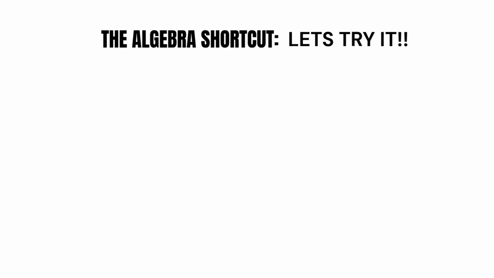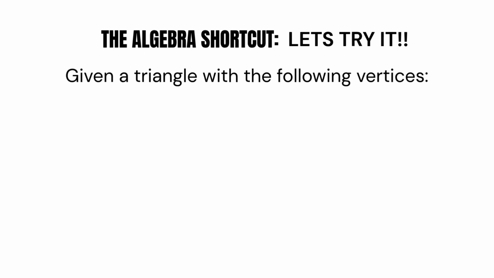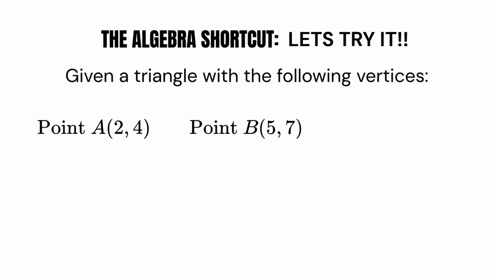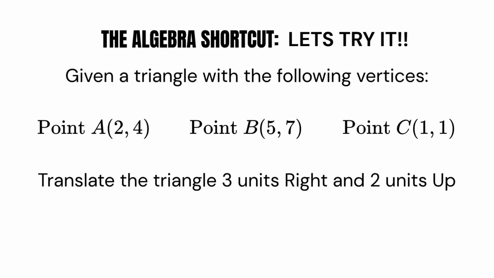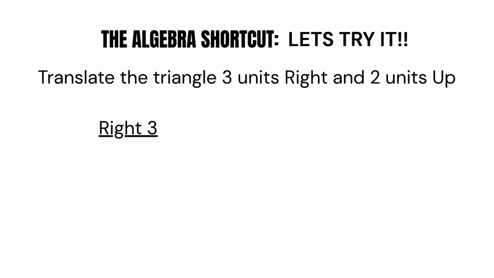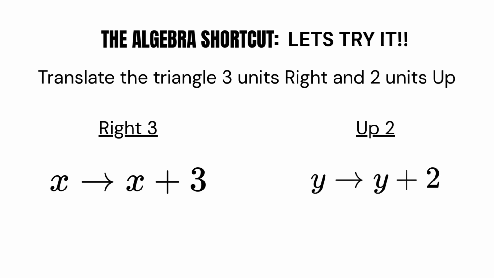Let's see how this works in action with a brand new translation. Imagine we are given a triangle with vertices at A with the coordinates (2, 4), B with the coordinates (5, 7), and C with the coordinates (1, 1). And we are told to translate this entire shape 3 units right and 2 units up. Without drawing a single grid line, we can build our math rule. Since right means add to x, our x rule is x plus 3. Since up means add to y, our y rule is y plus 2. Now, we just do the arithmetic for each vertex one by one.